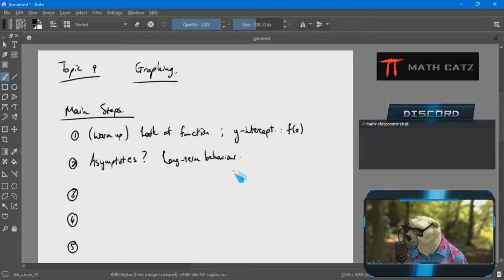Even if the y values go up to infinity, I want to know what is happening long-term. Now, asymptotes can be vertical asymptotes or horizontal asymptotes, right? So there are more sub-questions within this step 2. Fair enough. But it's the topic of asymptotes and long-term behavior.